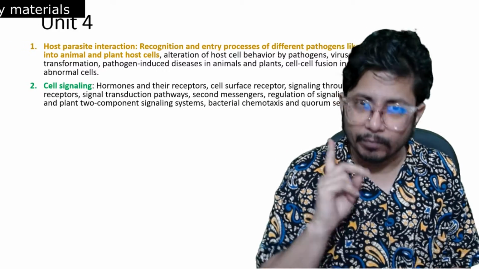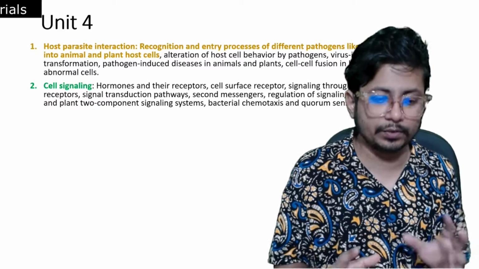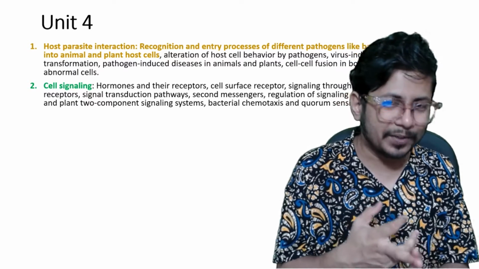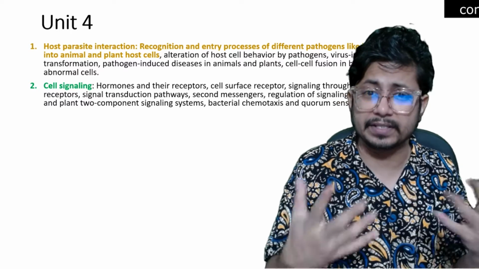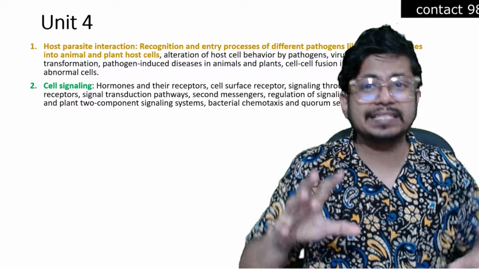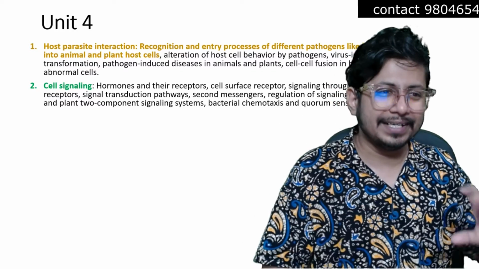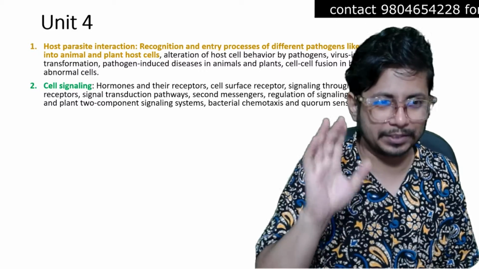Next is cell signaling, the most important among all the topics out there. Cell signaling part: individual cell signaling processes, hormone signaling, cell surface receptor, G protein coupled receptor, receptor tyrosine kinase, signal transduction pathway, second messengers. All these things are really, really important. They ask a lot of questions, and any cell signaling pathway that leads to cancer, that leads to the overgrowth of the cell, is even more important. So keep this in your mind.